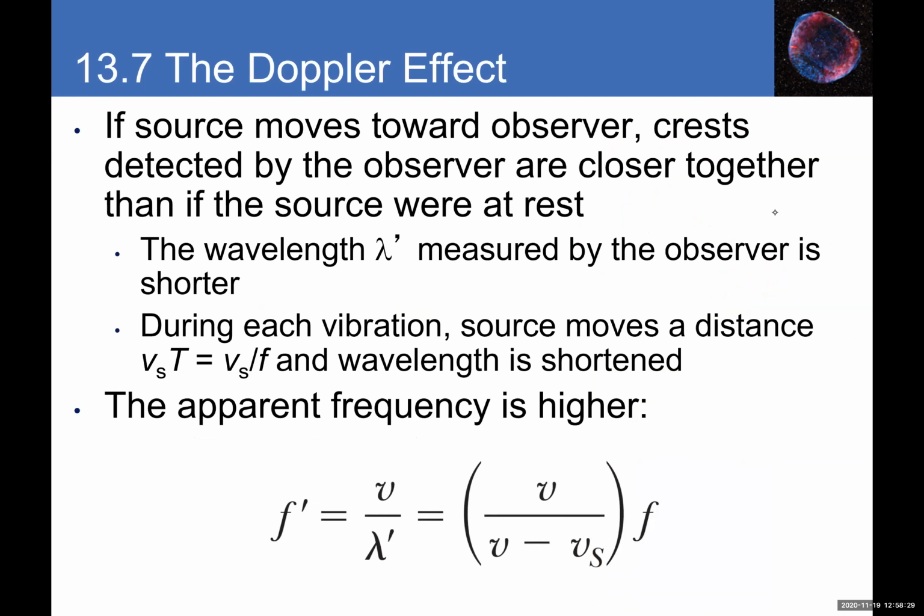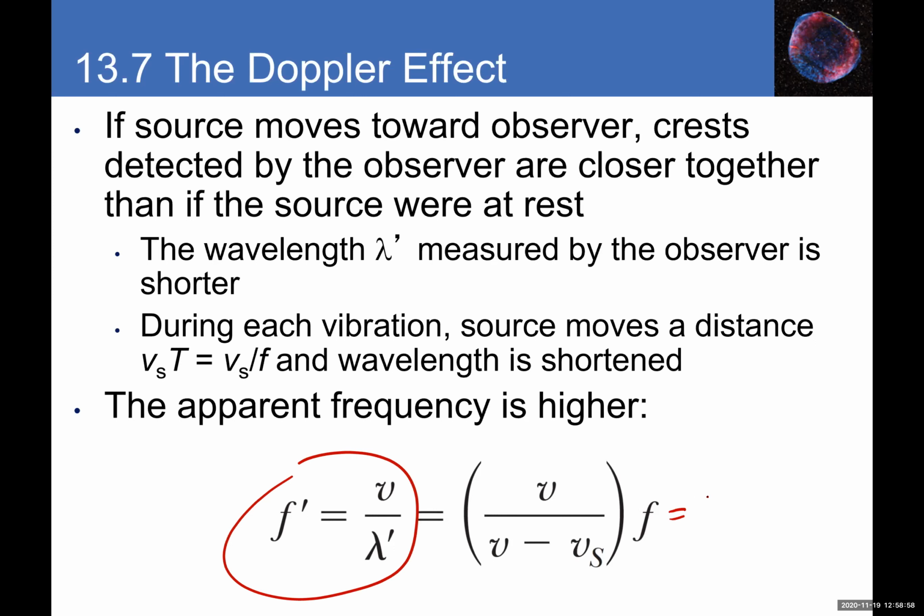If the wavelengths are shorter, then frequency obviously will be affected by that. So that's why the wavelength lambda prime measured by the observer is shorter. During each vibration, the source moves a distance Vs over the frequency, and the wavelength is shortened. Then again, using f prime equals V over lambda prime, we end up with this equation.